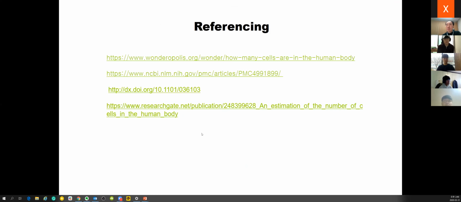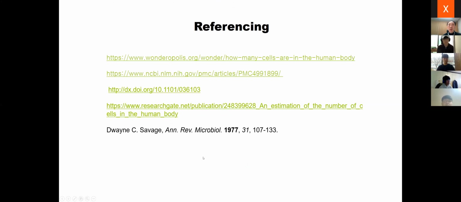Maybe the official way of citing in scientific publications usually uses this format: author name, and this is a common way of giving the journal's information, journal name, year, volume, and page number.